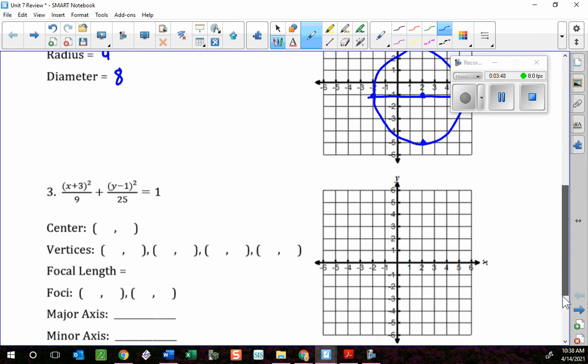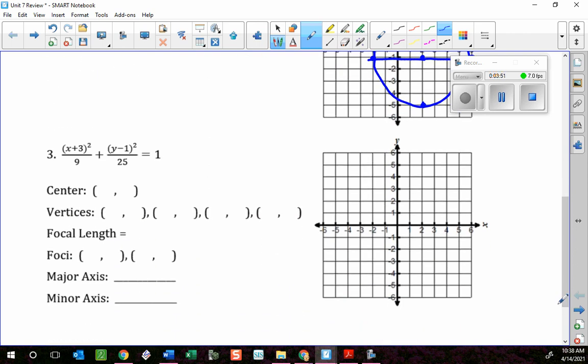Alright, so moving on. Number 3. I can tell this is an ellipse or a hyperbola, but because there's a plus in the middle, we can tell that it's an ellipse. So when I look at this, my center is negative 3 and 1 based on this information here. So let's do that. Negative 3, 1. I'm going to go 3 units, because it's 3 squared, 3 units in the x direction. So 3 units this way, 3 units that way. I'm going to go 5 units, because that's 5 squared. So I'm going to go 5 units in the y direction and 5 units in the y direction down. Alright, so there's my ellipse.